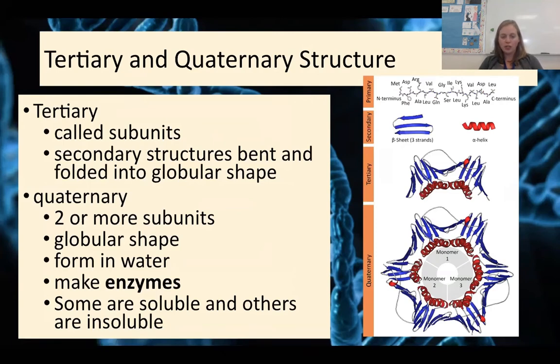And enzymes are really important for your body. Some of them are going to be soluble in water, some of them are not going to be. And again, that comes back to the way that these amino acids interact with one another, and the way that these tertiary structures are going to interact with one another.